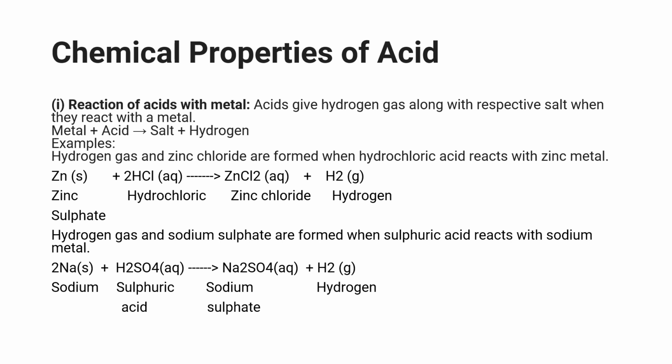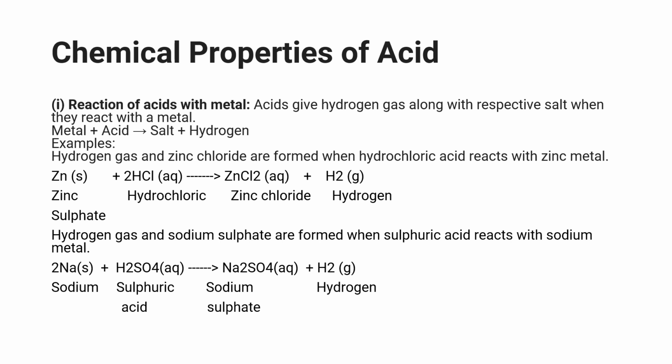Now let's look at the chemical properties of acid. Number 1. Reaction of acid with metal. Acids give hydrogen gas along with respective salt when they react with a metal. Metal plus acid gives salt plus hydrogen. Now let's look at some examples. Hydrogen gas and zinc chloride are formed when hydrochloric acid reacts with zinc metal.